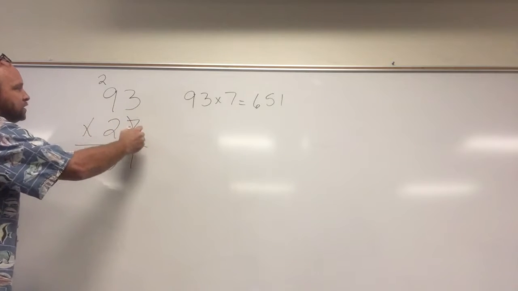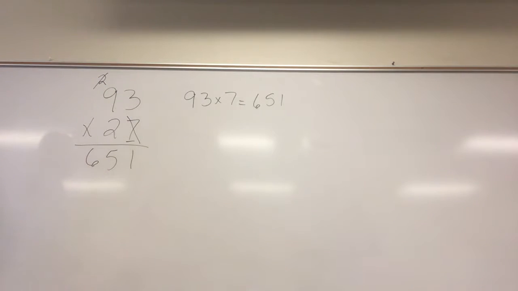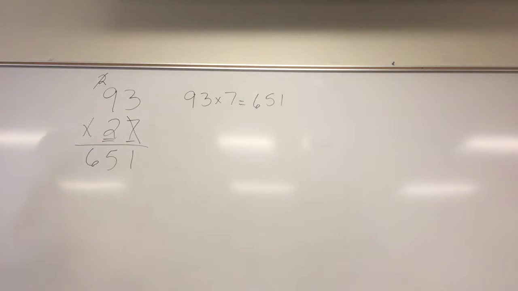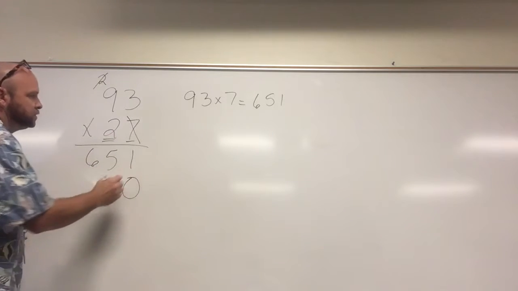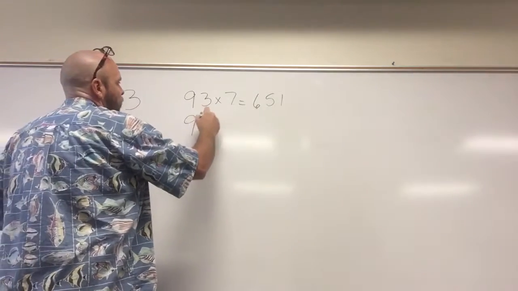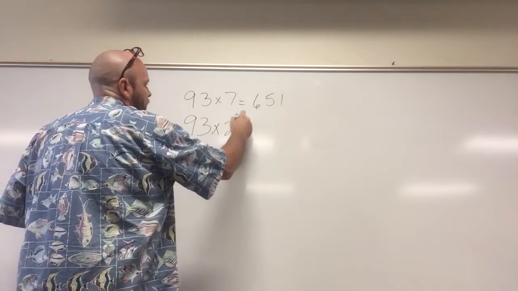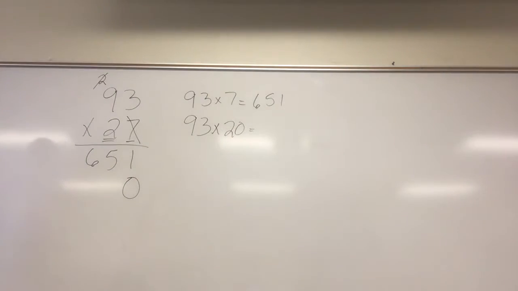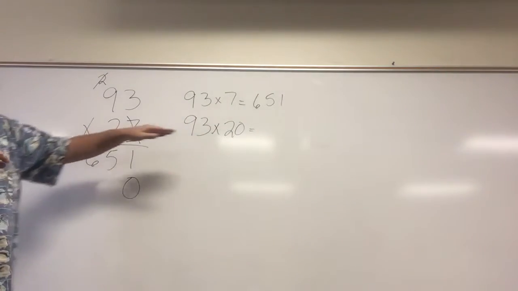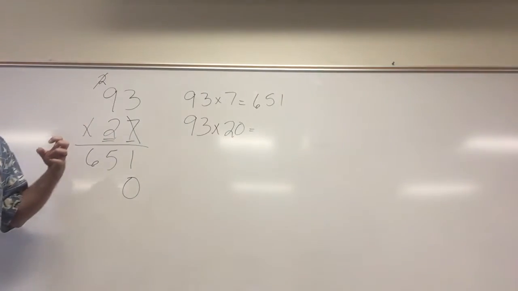We're done with our ones place. We're done with what we carried there. So now we're starting in our tens place. So we have to put a 0 there. 2 tens is worth 20. So we're multiplying 93 times 20, because we just made 27 into 20 plus 7. We just made it an expanded form.